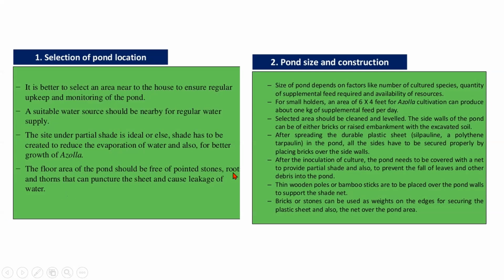So it should not have pointed stones or roots or thorns. Okay, if the sheet gets punctured and a hole is made, all the water will go away. So wherever you dig the pit, make sure there are no stones or thorns in that place. And the size of the pond depends on how much you need to cultivate. For a small cultivation, 6 by 4 feet is enough. From an area of 6 into 4 feet you can get 1 kg of azolla per day.